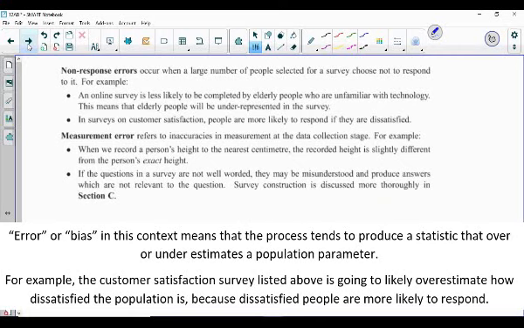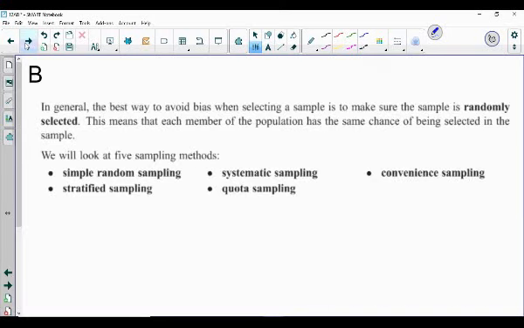So what we'll be looking at in this video is different ways to take samples with the goal of minimizing these error types. Answers to questions will generally take the form of a sentence in which you will explain why a particular sampling method would be more or less likely to result in some of these errors. Let's move on to section B, where we actually see the sampling methods.